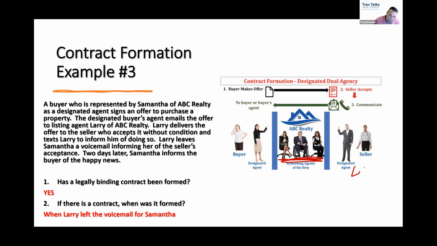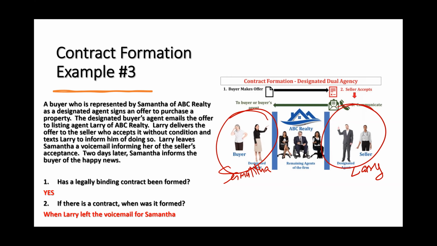So you've got Larry over here as a designated seller's agent, and Samantha over here as a designated buyer's agent, and everybody else is just a dual agent in the transaction. So if the seller's listing agent called the firm and the person on floor duty answered the phone, they could say, I'm just calling to let you know that we have accepted the offer on 123 Main Street. And that would create a contract. If you let anybody in this box know, you've communicated to both sides, because the people in that box are still on both sides. But if you let these people know, they're in the bubbles. Does that make sense for everybody? That's designated agency.